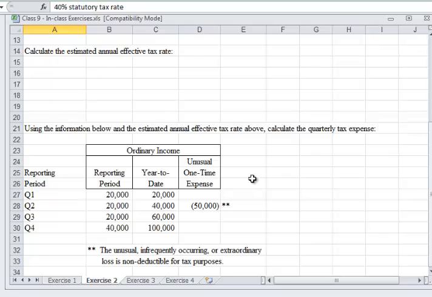Okay, and then in Q3, you go back to making $20,000. In Q4, you have $40,000 of profit. Okay, so I want you to tell me what my Q2 rate is and my Q3 rate. Those are the questions. Q2 rate, Q3 rate.